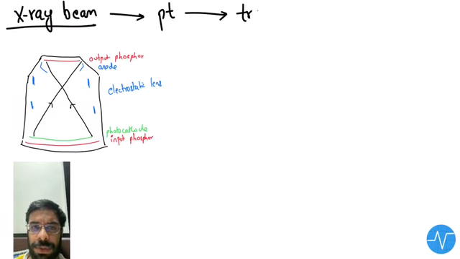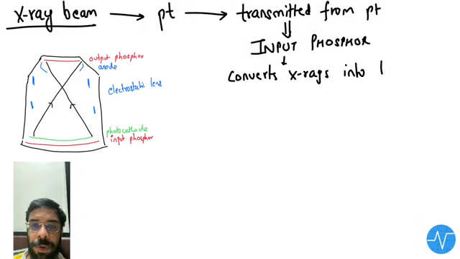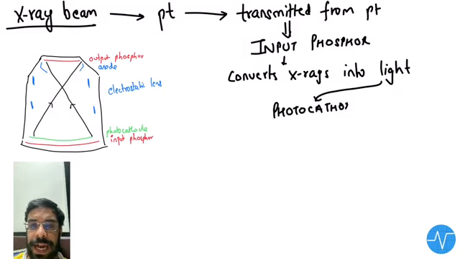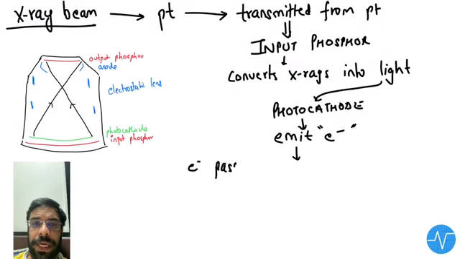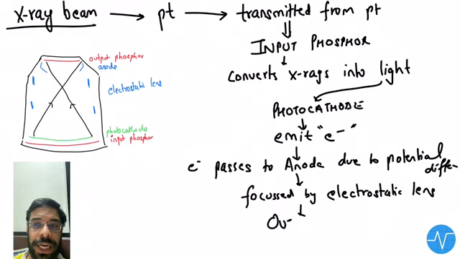Now we'll study the principle. X-ray beam is produced. It will hit the patient and then it will go to the image intensifier. First it will interact with the input phosphor. With the input phosphor, this X-ray will be converted into light and this light will then hit the photocathode. The photocathode will then emit electrons. Because there is a potential difference, and the anode is at the other end, electrons will be accelerated towards the anode and focused by the electrostatic lens.